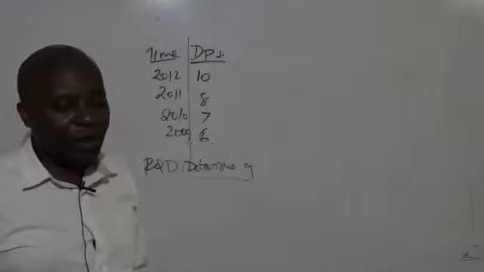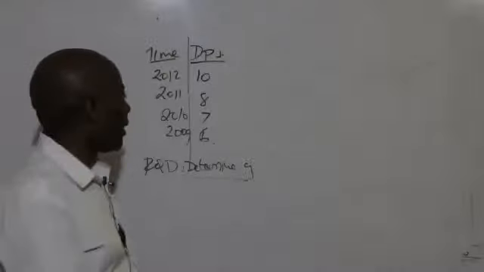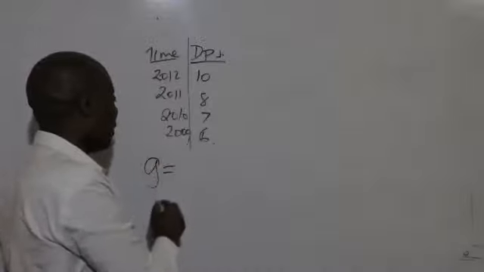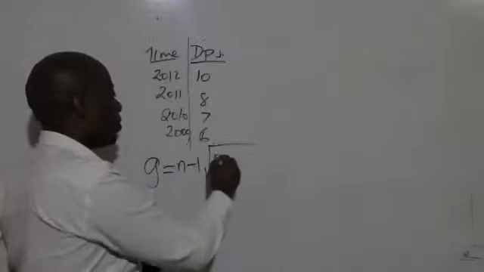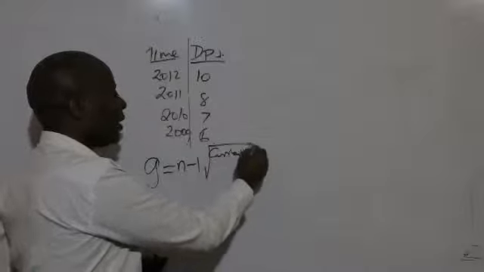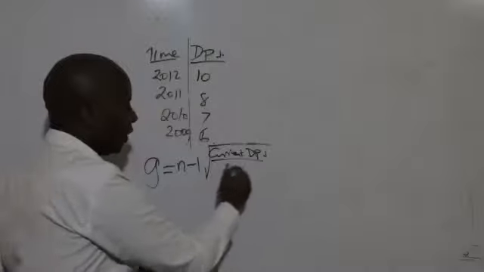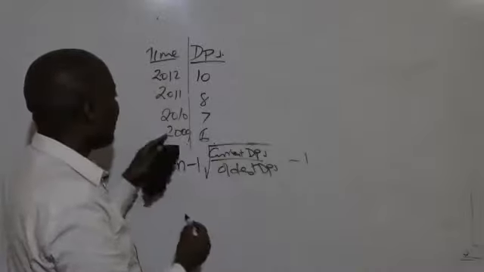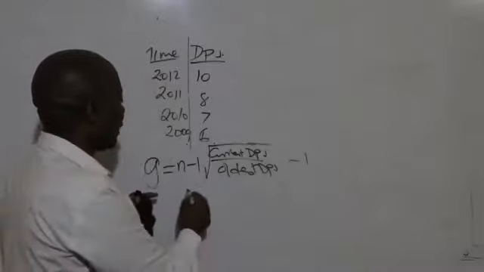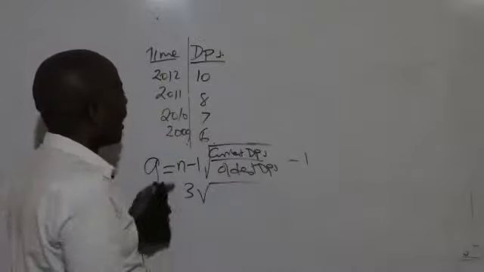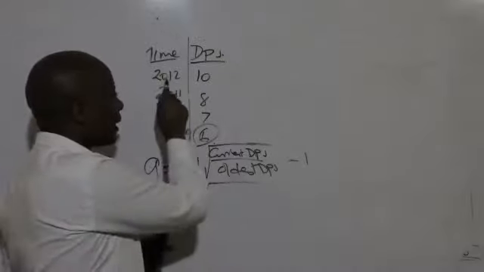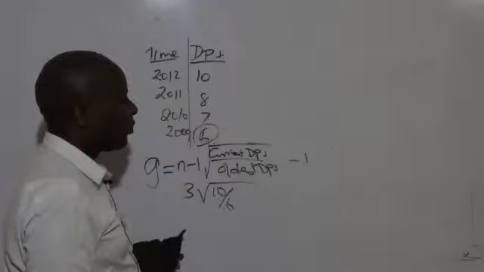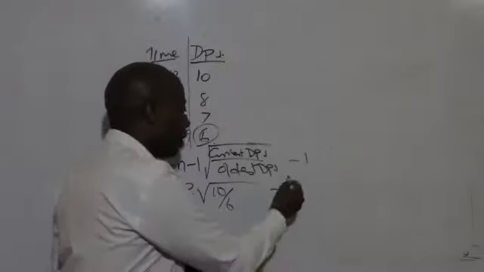Very good. So 18.6 is what they're getting, because they have remembered the formula very well, that our g should be equal to the n minus 1 root of the current dividends per share over the oldest dividends per share, minus 1. So n, the number of years, is 4. So 4 minus 1 gives me the cube root, the third root. The current dividend is not this one. The most current year is 2012, so you're talking of 10 over 6, and whatever we get here we will subtract 1.